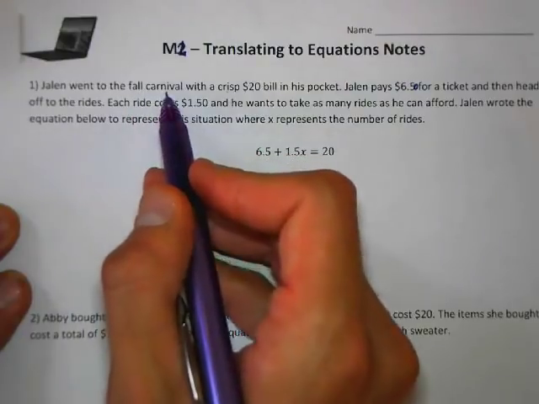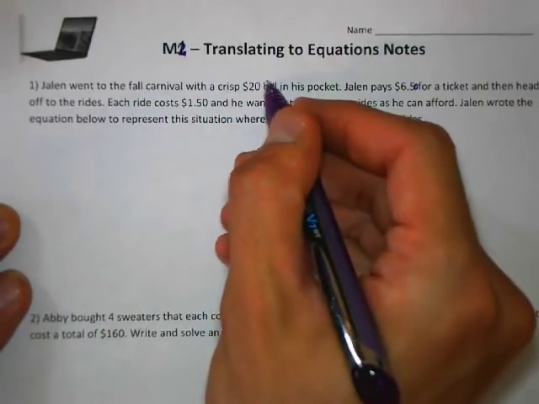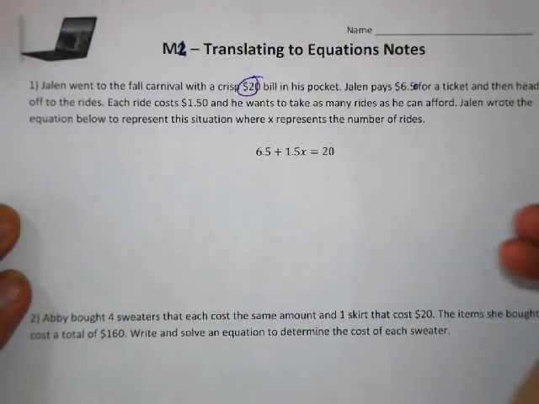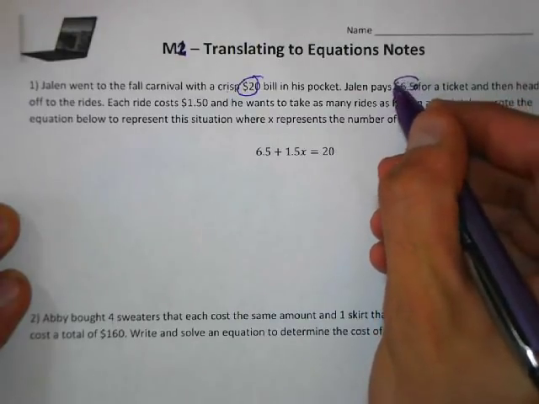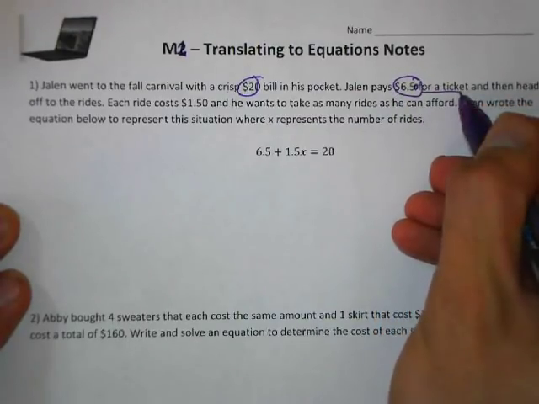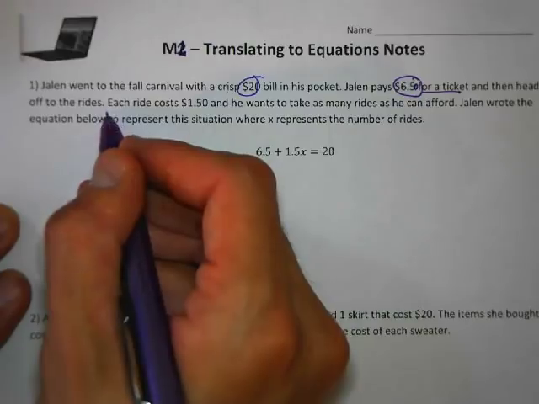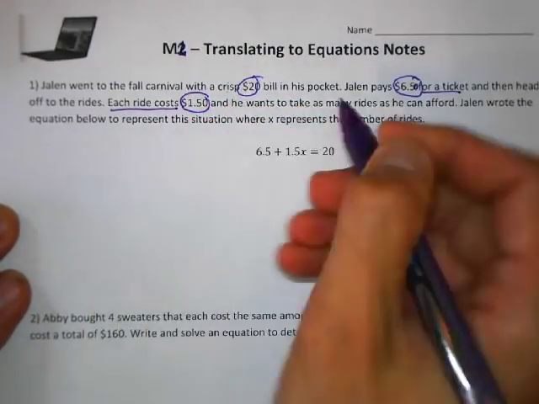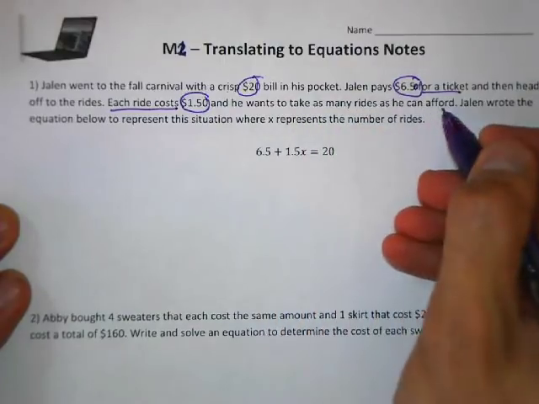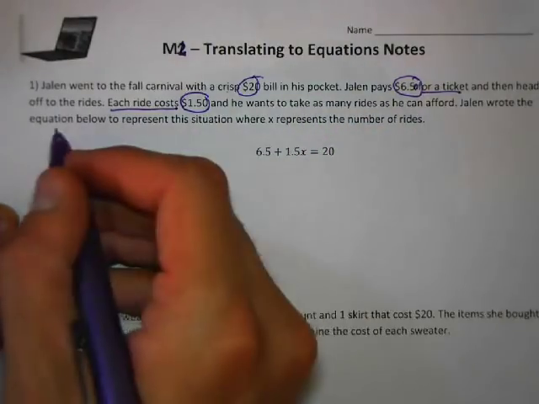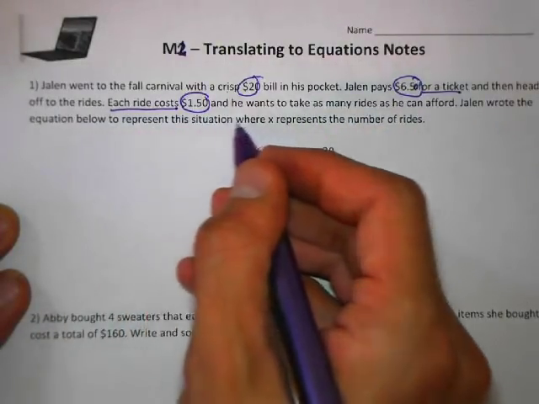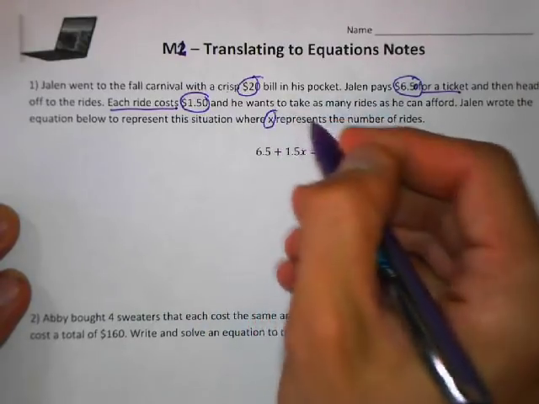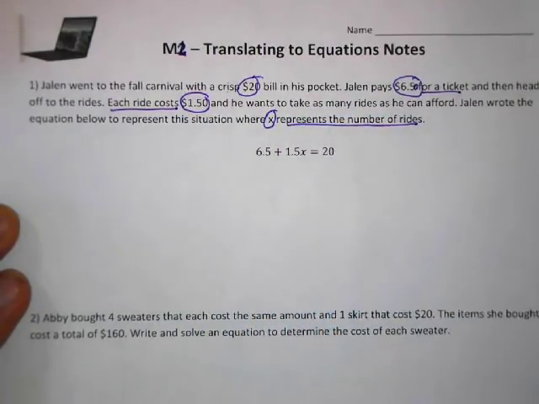Jalen went to the fall carnival with a crisp $20 bill in his pocket. Jalen pays $6.50 for a ticket, and then he heads off to the rides. Each ride costs $1.50, and he wants to take as many rides as he can afford. Jalen wrote the equation below to represent this situation, where X represents the number of rides.